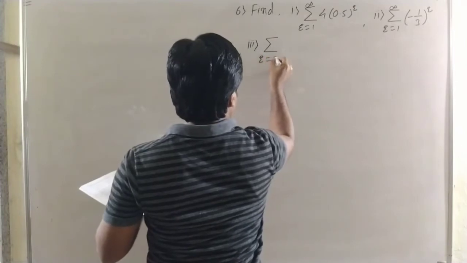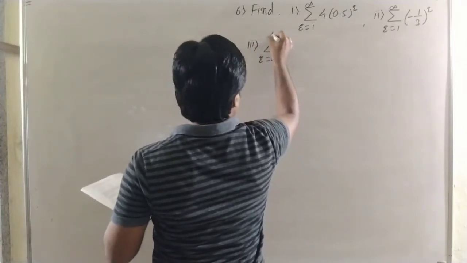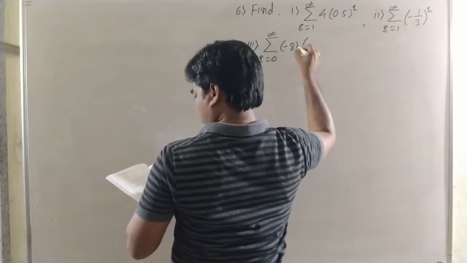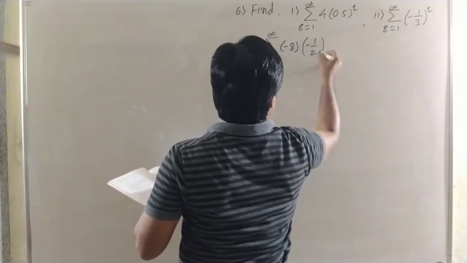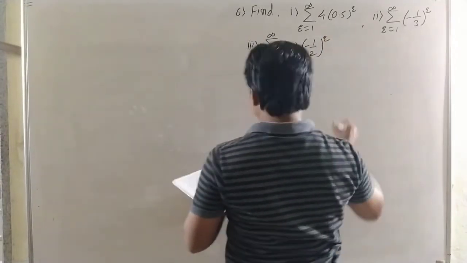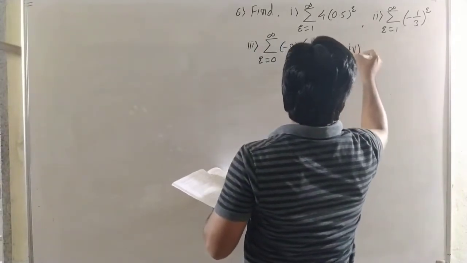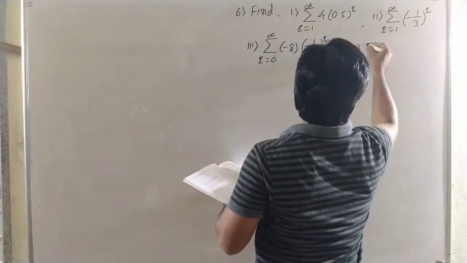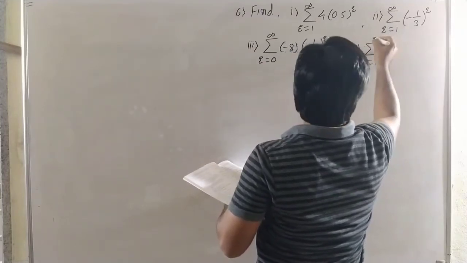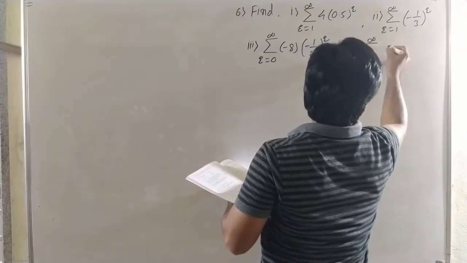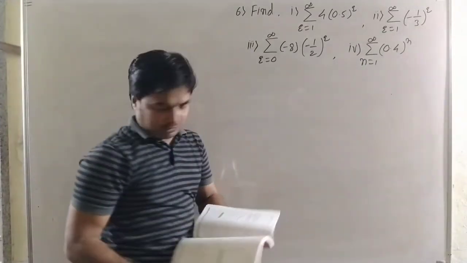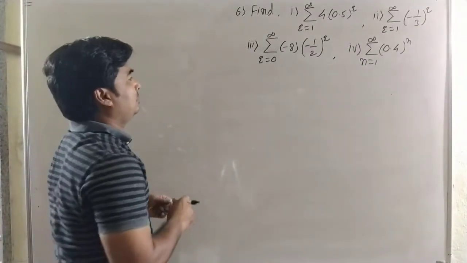summation over r is equal to 0 to infinity of minus 8 into minus 1 by 2 to the power r. And the last example, number 4: summation over n is equal to 1 to infinity of 0.4 to the power n. Okay, now here we calculate all the sums.